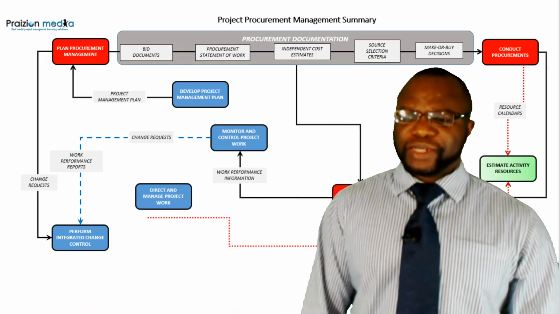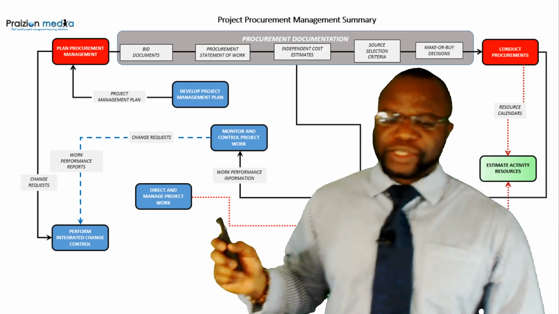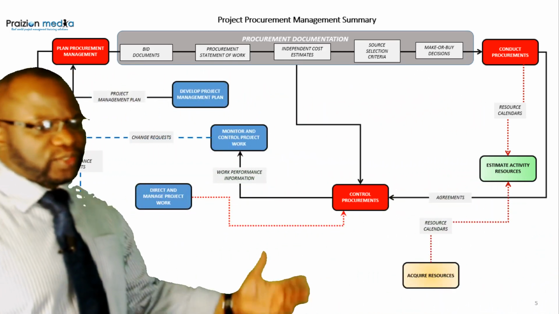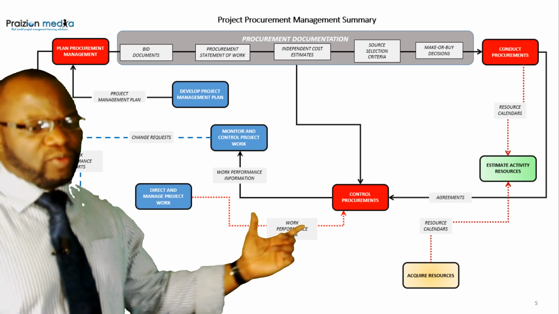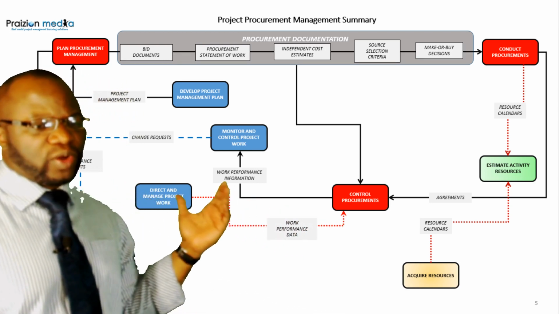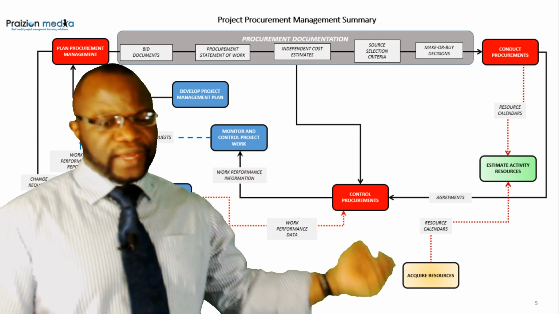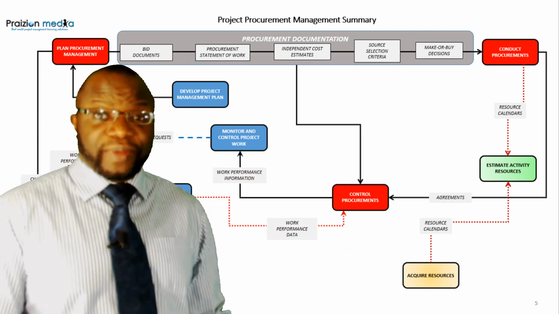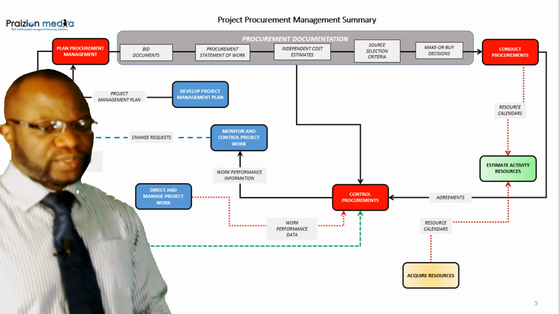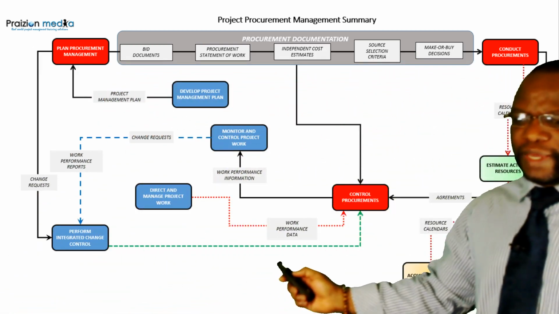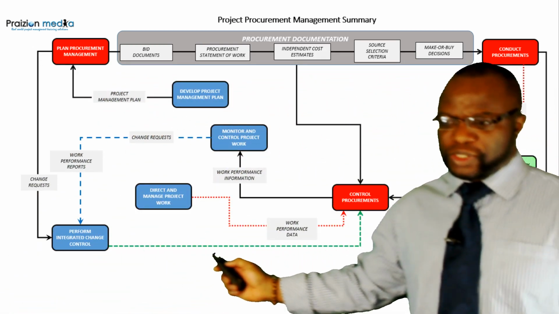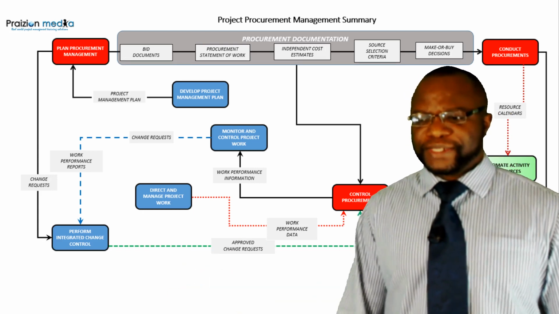We have direct and managed project work. Direct and managed project work is feeding you, as you can see here, with work performance data. And that work performance data is what becomes the work performance information. And that eventually becomes work performance reports. We can also see this interconnection here between control procurements and PICC.